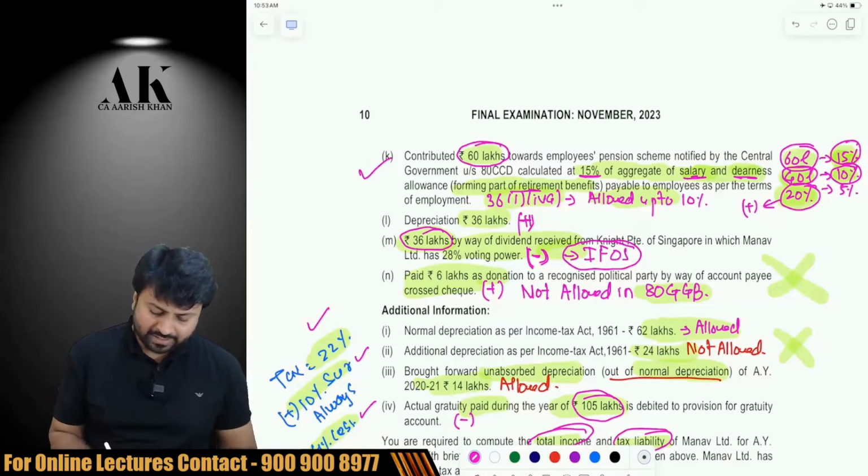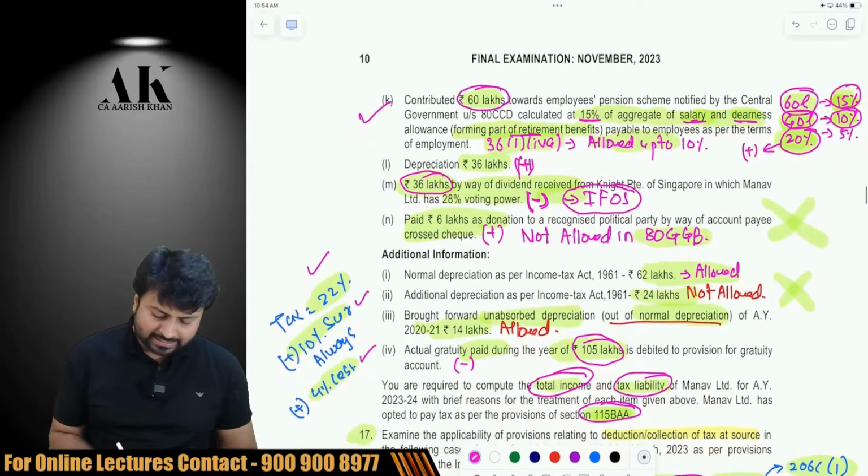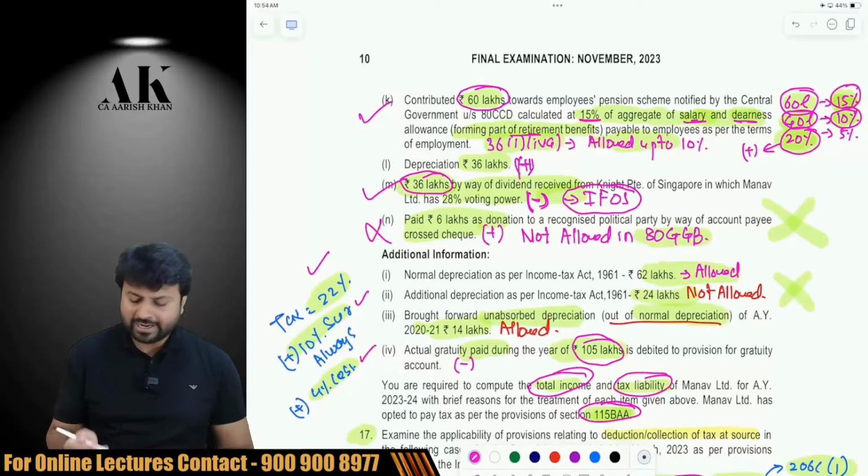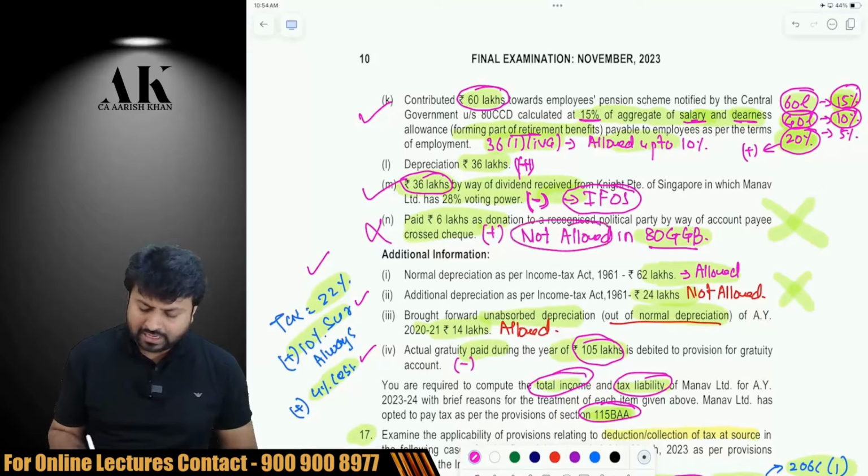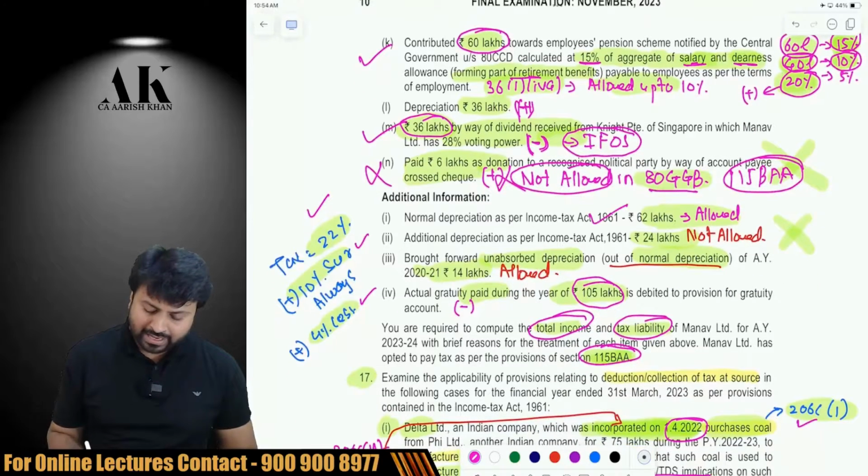Next, depreciation you will add back. Next, this adjustment I've already told you, this dividend adjustment. Next, donation to political parties generally allowed under 80GGB, but not allowed in what? 115BAA. Under 115BAA, this particular item will not be allowed as a deduction to you. Okay. Next, normal depreciation allowed. Additional depreciation not allowed under 115BAA.